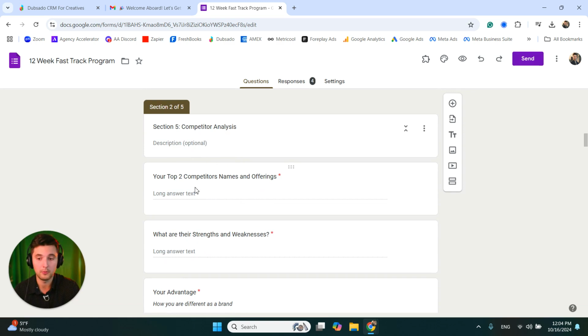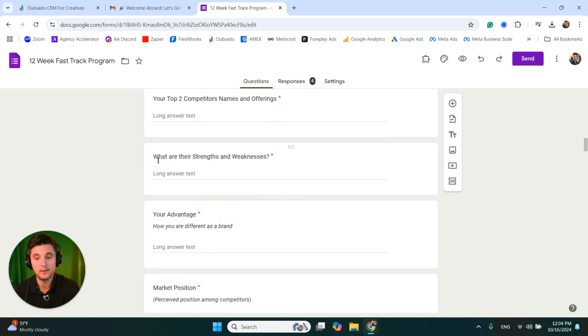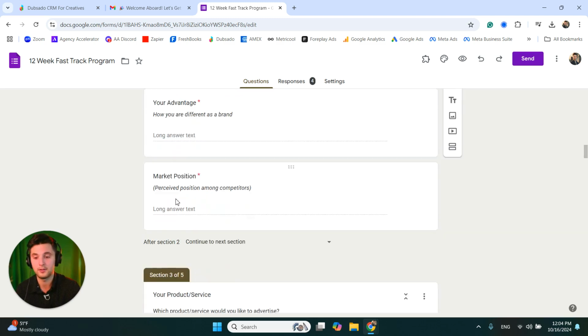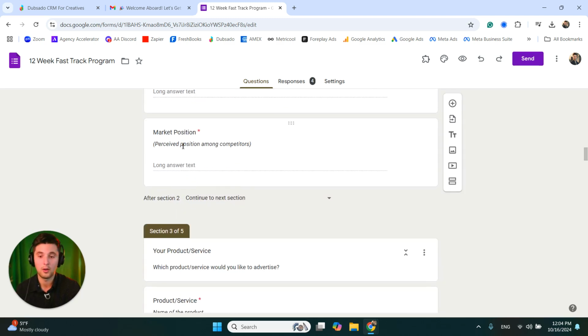Now, then you're going to have your competitor analysis. This part is very important, so really dive into who your top 2 competitors are and put their name and what they offer. And if you can, put in their strengths and weaknesses. This spot is going to take some research, and I recommend that you take some time to really dial down at what they're good at and then what they could improve on, and your advantage, how you're different as a brand, what's your unique selling proposition, and then your market position, where you think you are within those competitors.